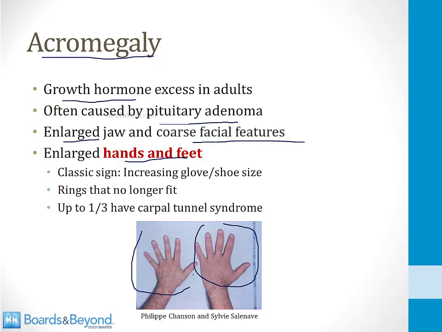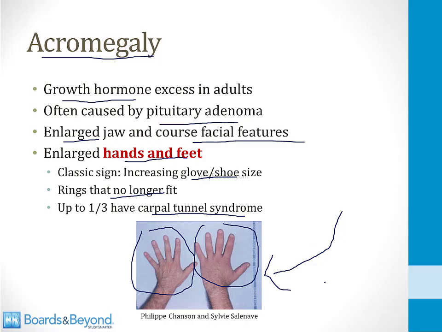This is a normal hand on the left. You can see how the hand is much bigger. That's caused by growth hormone excess. A classic sign of acromegaly is a patient who says their glove or shoe size has gone up in the last year or so. They may complain that their rings no longer fit, and then up to a third of patients with acromegaly develop carpal tunnel syndrome. It's high yield to remember that, and it's easy to understand: their hands are getting bigger, and this can lead to compression of the median nerve in the carpal tunnel.